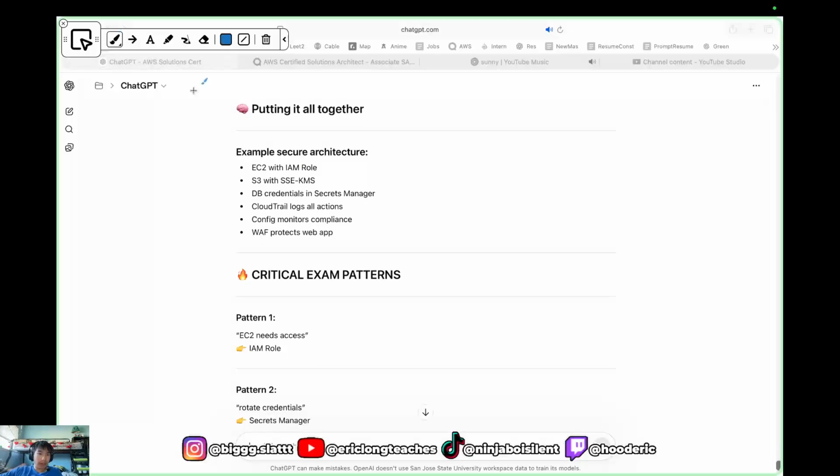Okay, now we go ahead and review everything real quick. We have EC2, which uses an IAM role. That's a good architecture. S3 with SSE-KMS, which is storage with KMS. Okay, I forgot what that was, I'll review this again. Database credentials in Secrets Manager. CloudTrail logs to see all the actions for auditing. Config monitors compliance, making sure the configuration is good and that there is nothing outside. WAF is to protect the web app.